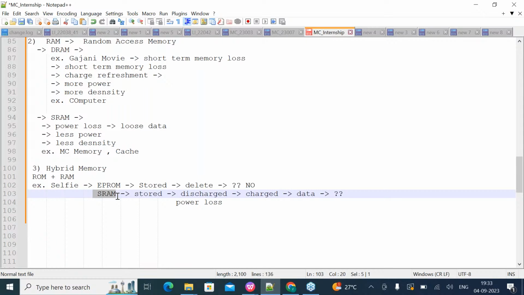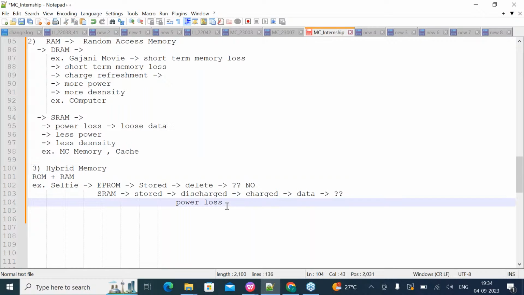So don't you think here comes the need of hybrid memories? In which if I want, I can delete the data, and if I want, I can retain the data. Agree? So here comes the need of the hybrid memory.